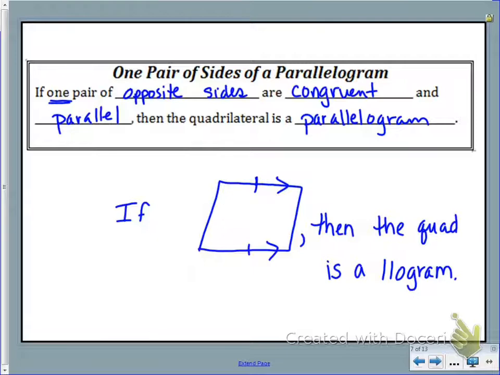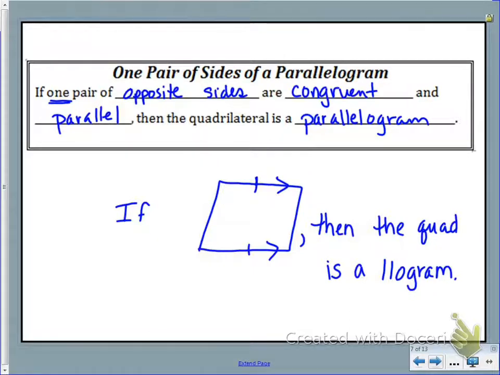Once we've established that this is indeed a parallelogram, now we know both pairs of opposite sides are congruent, both pairs of opposite sides are parallel, opposite angles are congruent, and so forth. So then it fills in all the rest of the traits. But minimum, if we can show one pair of opposite sides to be congruent and parallel, then that would be evidence to show that this is a parallelogram.